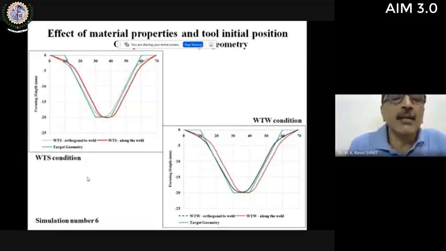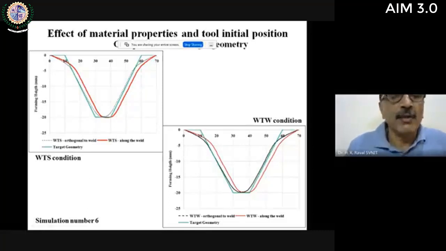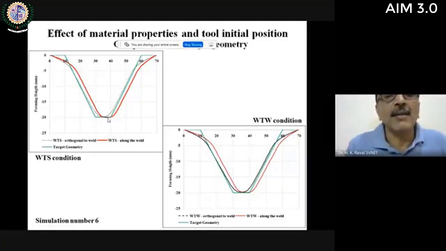If you take the similar conditions for WTS and WTW, meaning weld to strong and weld to weak, here the tool is on the weld. Tool is on the weld. So along the weld, the tool is deviated, you can see. And across the weld, meaning orthogonal, it is always to the accuracy.